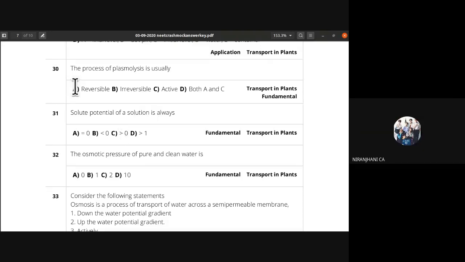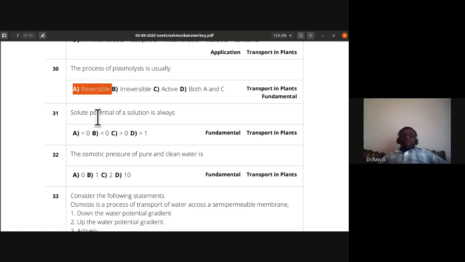Both A and C. Wrong. Both A and C. Yeah. The process of plasmolysis is usually reversible. See, plasmolysis, only A is the answer. See, active it cannot be.